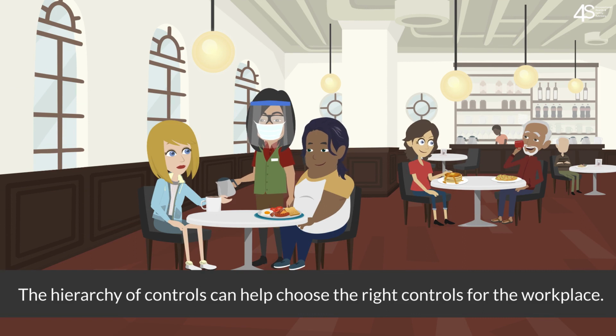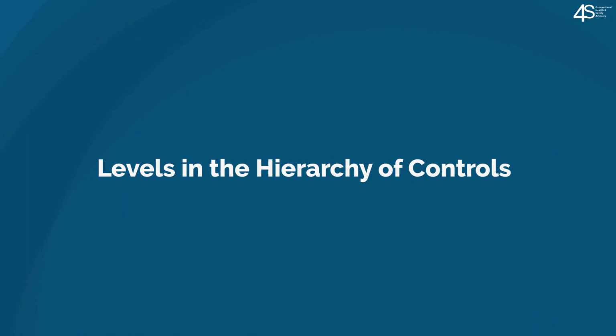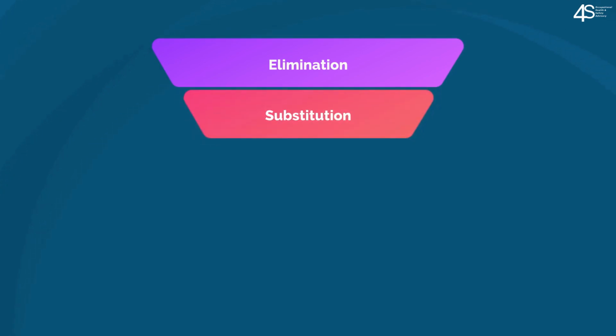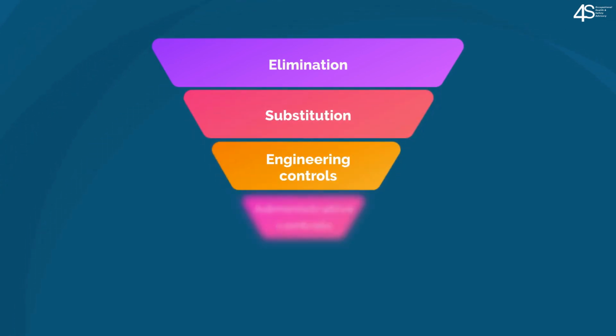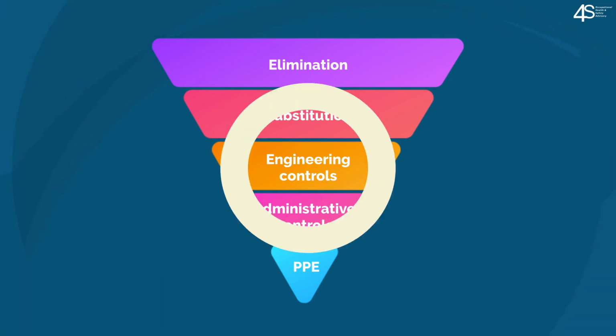The hierarchy of controls can help choose the right controls for the workplace. This applies to all workplace hazards, and this can be applied to COVID-19 to some extent. The levels in this hierarchy of controls, in order from most effective to least effective, are elimination, substitution, engineering controls, administrative controls, and PPE. Let us look at each of these controls in more detail.